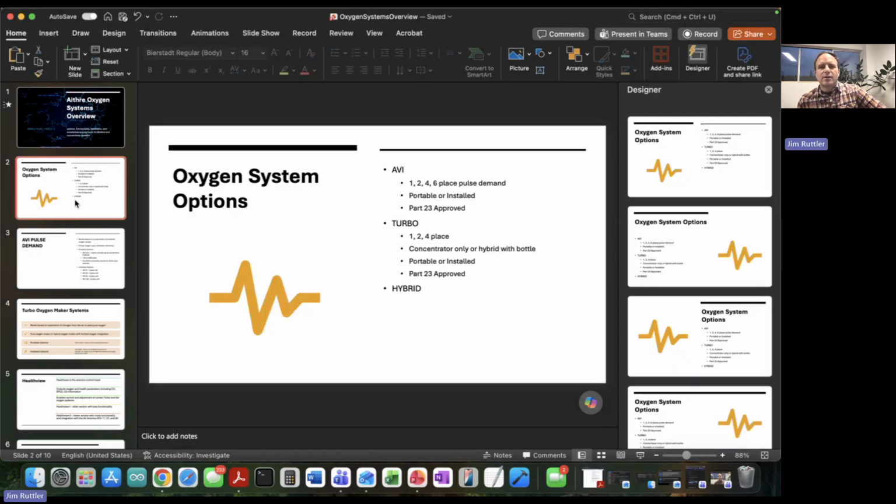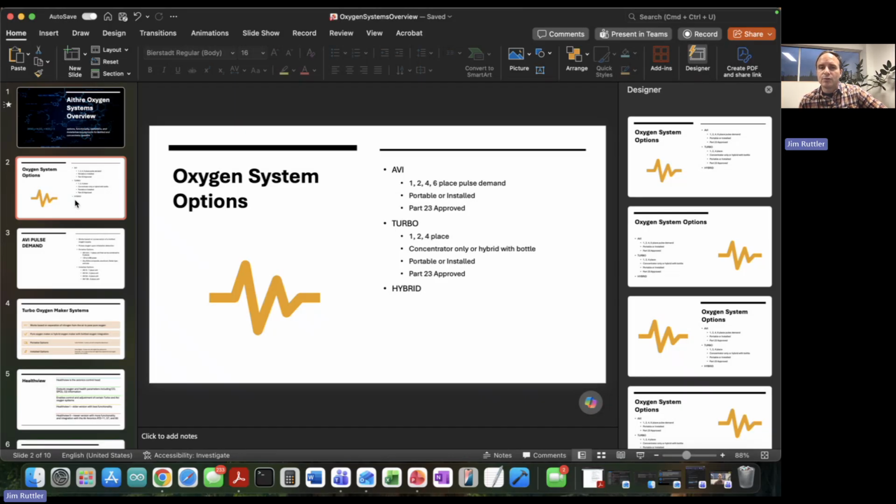So really, what are the auction system options? Well, we have three: the AVI, the turbo, and the hybrid. The AVI is your 1, 2, 4, and 6 place pulse demand auction system. It can be either portable or installed. We have both options for experimental aircraft or Part 23. The turbo is the oxygen maker, the concentrator only type systems, or the hybrid concentrator with the oxygen bottle systems, which we'll talk more about.